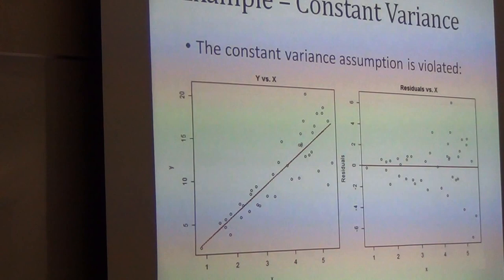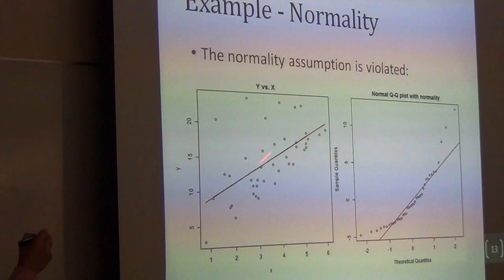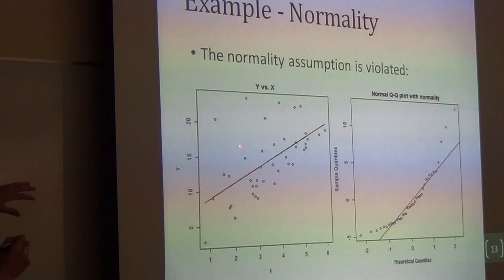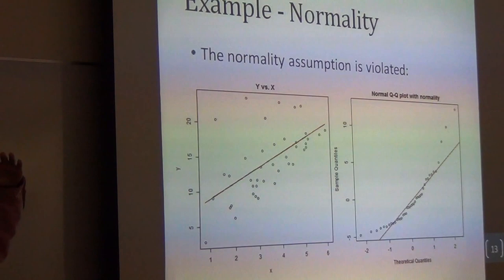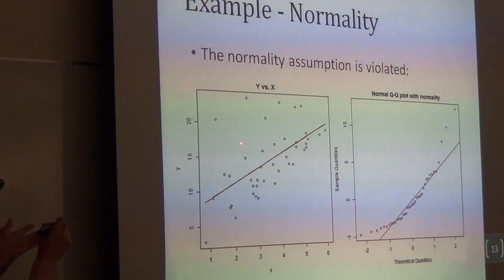So normality: we assume errors are normally distributed. Again, it's a bell-shaped curve. This is another example. This is the predicted value. If it is bell-shaped, then around the predicted value the distribution of the upper side and lower side should be similar, because it's symmetric. As you can see, the distribution of this one and this one are really close to the value compared to those observations. So you may think the normality assumption is violated.